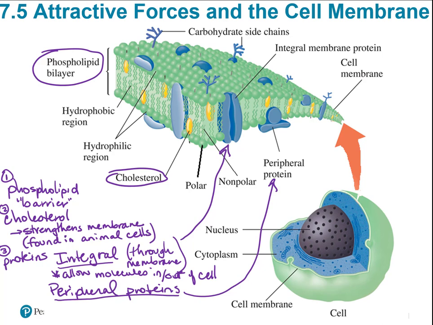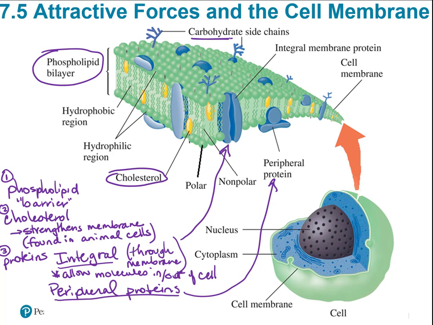Peripheral proteins can do a lot of things. Sometimes they act as anchors so they can help hold cells together. Sometimes they can actually be an enzyme attached to the surface of the cell. So something comes by and binds to it and speeds up the reaction that's there. One of the big ones we've actually talked about, notice this.